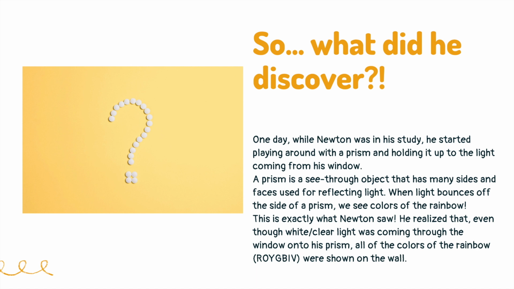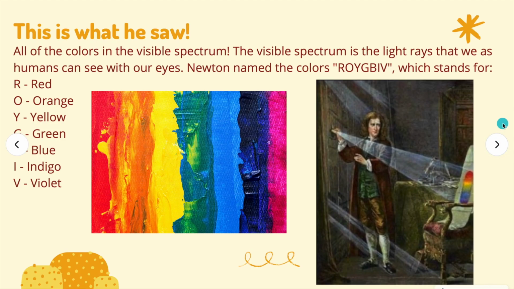He realized that, even though white and clear light was coming through the window onto his prism, all of the colors of the rainbow, Roy G. Biv, were shown on the wall. This is what he saw. Newton saw all of the colors in the visible spectrum. The visible spectrum is the light rays that we as humans can see with our eyes.